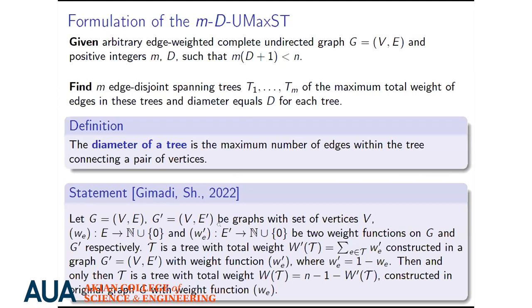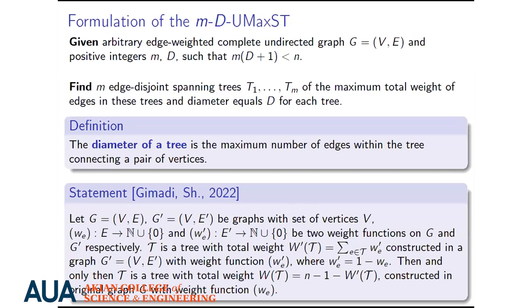We have two graphs, G and G prime. In graph G, there is a weight function w(e), and in graph G prime, w prime (e). And there is a tree whose total weight is calculated with w prime.